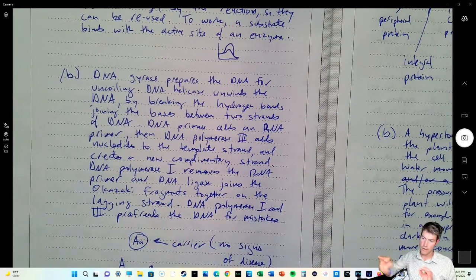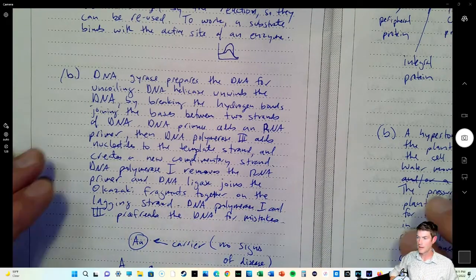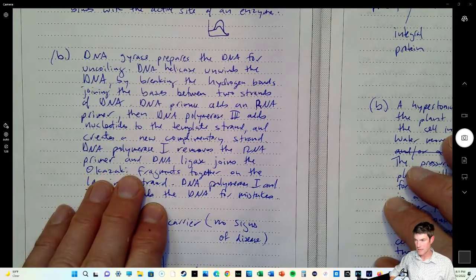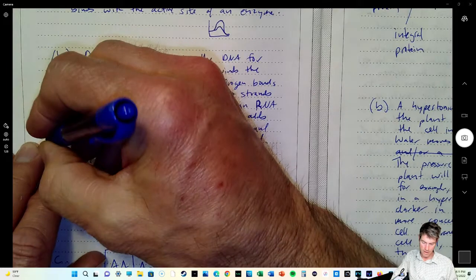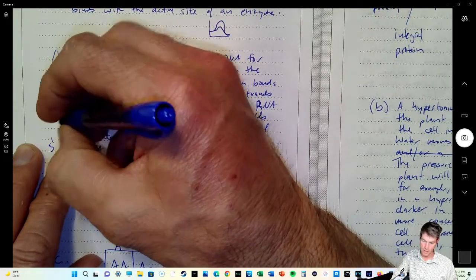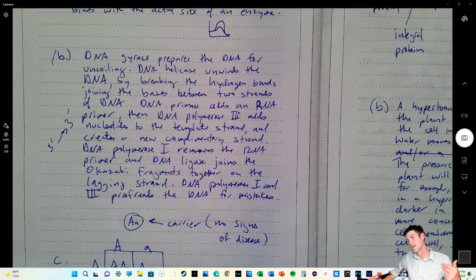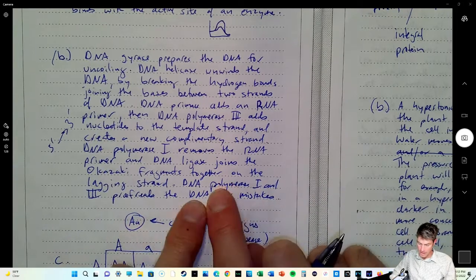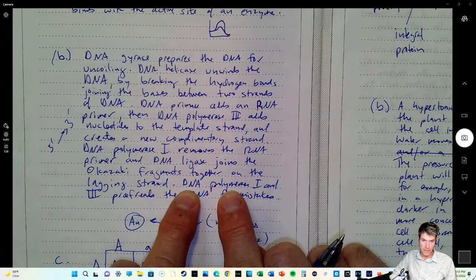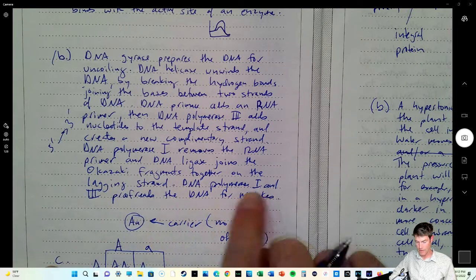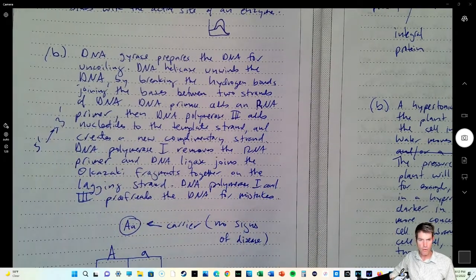Remember, the leading strand goes along smoothly, right along with the DNA. The lagging strand, little fragments. Remember, the direction is always 5 to 3. The direction of anything, replication, transcription, translation. If you're moving along a piece of DNA or RNA in any cell, it's going to be going in that 5 to 3 direction. And then you might want to add that DNA polymerase 1 and 3 proofreads the DNA for mistakes.